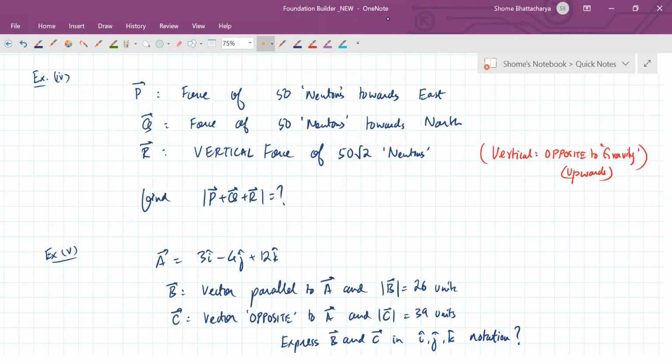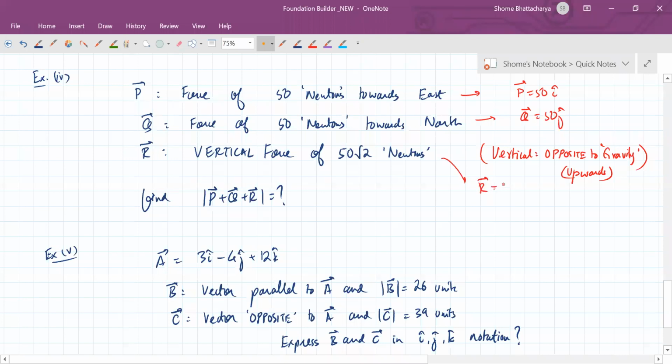Okay, so anybody got the answers? This should be pretty simple. See, again, you can express the vector p as 50 i cap, the vector q as 50 j cap, but in that case, the vector r will become 50 root 2 k cap because they are mutually perpendicular.